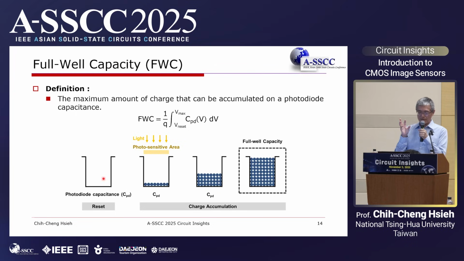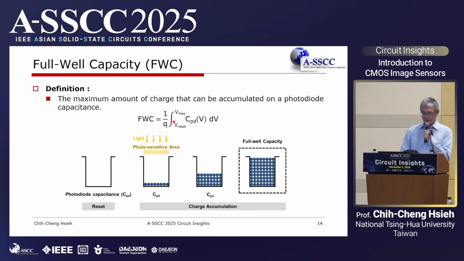But the capacitance value is limited, and the available swing is also limited, which means the maximum charge is equal to C multiplied by V max. That will be your full well capacity. To visualize this concept, when your charge is full, another incoming charge cannot be accumulated on the capacitance, and it will be saturated. And there will be no more information after that.